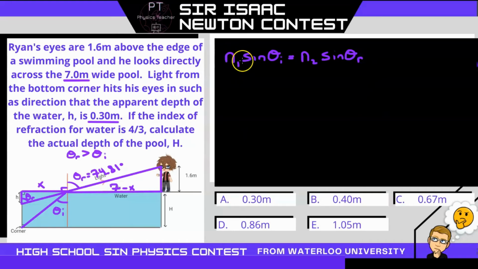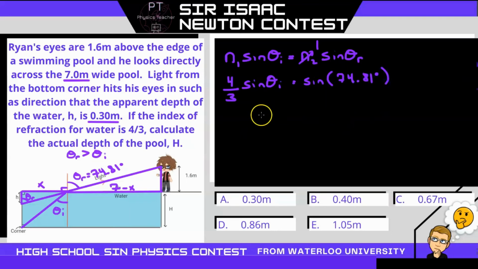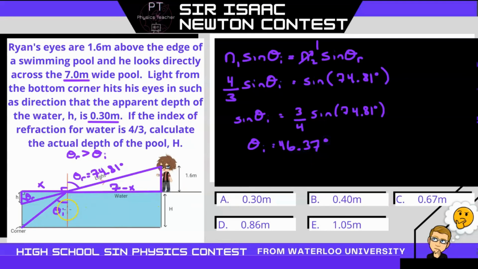Now n1 is going to be the index of refraction of water, which is given as 4/3, times the sine of the incident angle. Now in air, the index of refraction is very, very close to 1. Not exactly, but we are perfectly fine to approximate it as 1. So that's just going to be 1, and we're left with the sine of the angle of refraction, which we just calculated to be 74.81 degrees. So rearranging, we can figure out the incident angle as 3/4 times the sine of the refracted angle. And when we take the inverse sine of both sides, we get the incident angle to be 46.37 degrees.